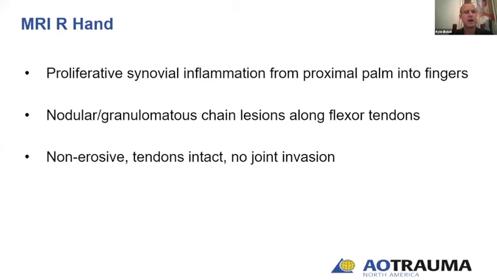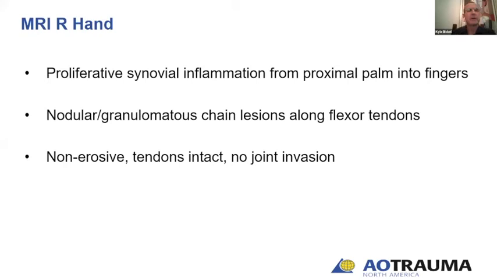It appeared as nodular and granulomatous chain lesions along each of the flexor tendons, extending all the way out to the level of the DIP joints. There was no erosion of any surrounding structures. The tendons, although they were surrounded by this material, looked otherwise intact, and there was no joint invasion.